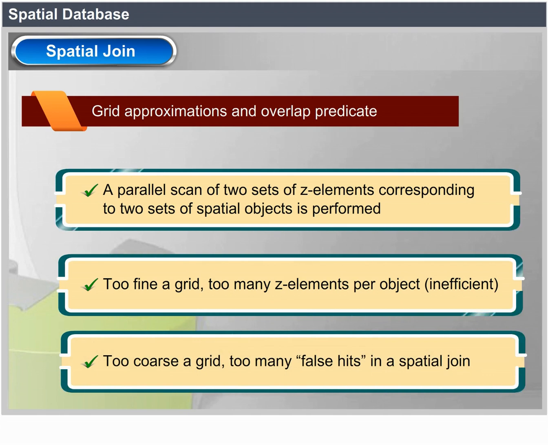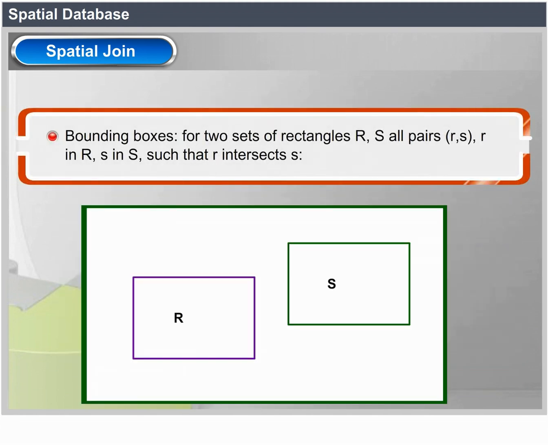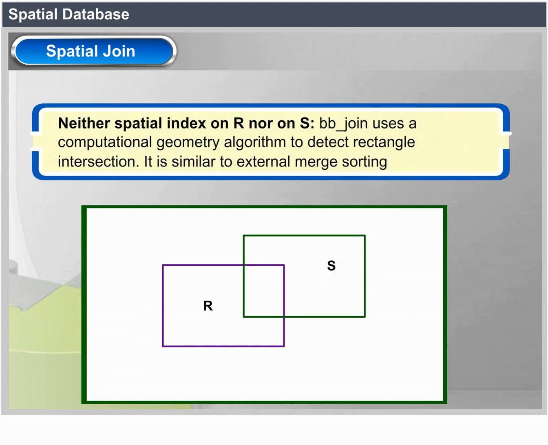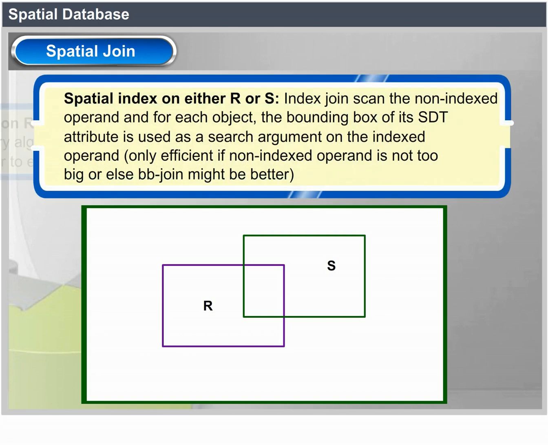Bounding boxes. For two sets of rectangles R and S, find all pairs r in R and s in S such that r intersects s. No spatial index on R and S: BB join, which uses a computational geometry algorithm to detect rectangle intersection, similar to external merge sorting. Spatial index on either R or S: index join scans the non-indexed operand, and for each object, the bounding box of its SDT attribute is used as a search argument on the indexed operand. Only efficient if the non-indexed operand is not too big, or else BB join might be better.